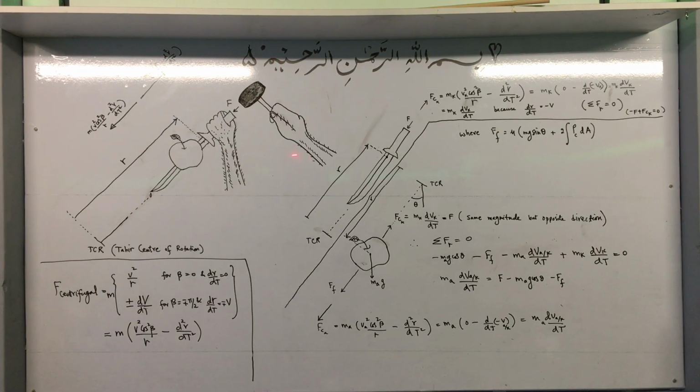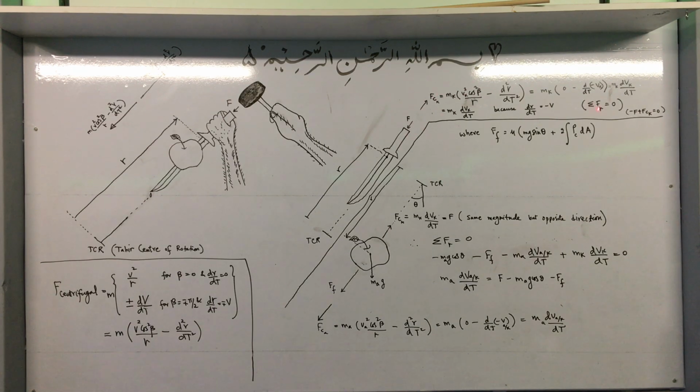So I have separated the motion of the whole system into two parts. One is the motion of the knife going down with an acceleration A, and the centrifugal force acting on it being counteracted by the mechanical force, the knife going down with an acceleration, and the centrifugal force counteracting the mechanical force.